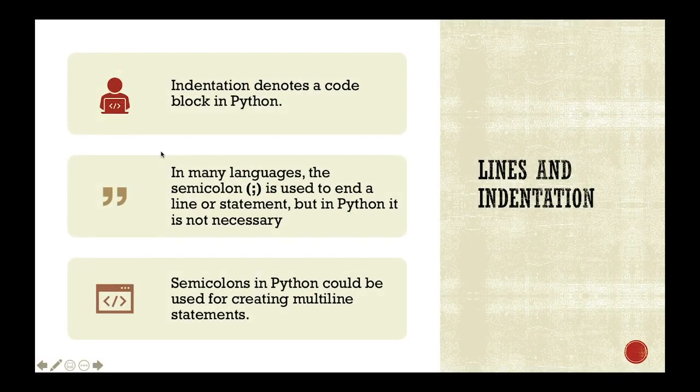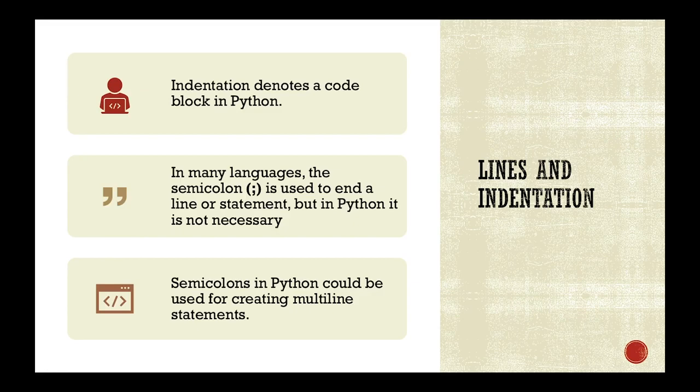So now let's go back and take a look at Python's lines and indentation. Indentation in Python denotes a block of code. I talked about this in our Python preface video. Also, in many languages, the semicolon is used to end a line or statement, but in Python, it isn't necessary. You can press enter and Python would automatically know that that is the end of one line or a statement.